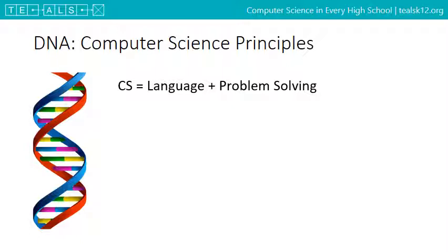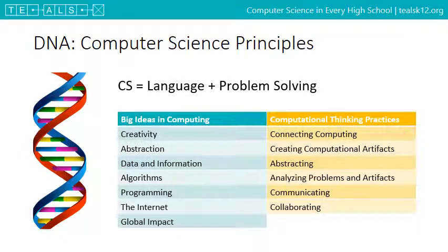What do I mean when I say DNA? Well, if you go over to the College Board website and start reading through the materials on this new AP course, you'll discover that the Computer Science Principles course is built around 7 big ideas in computing and 6 computational thinking practices. I won't read these out loud for you. You have eyes and you can take a look at them.